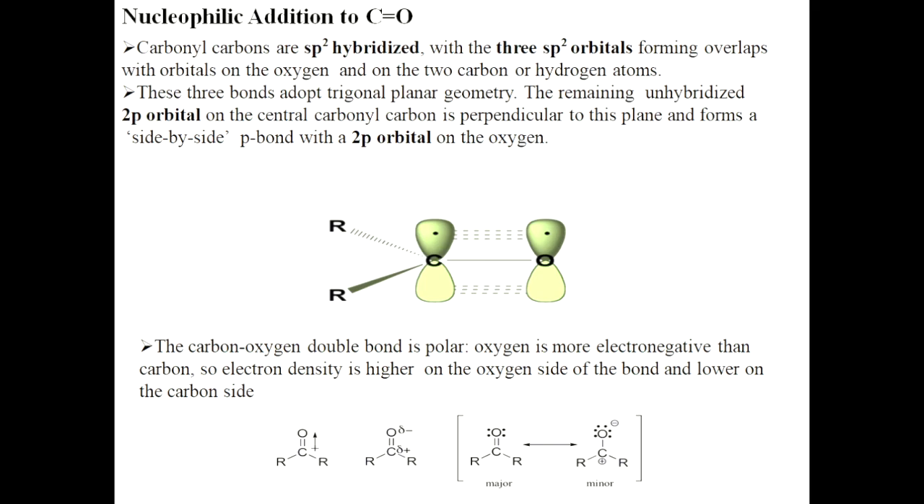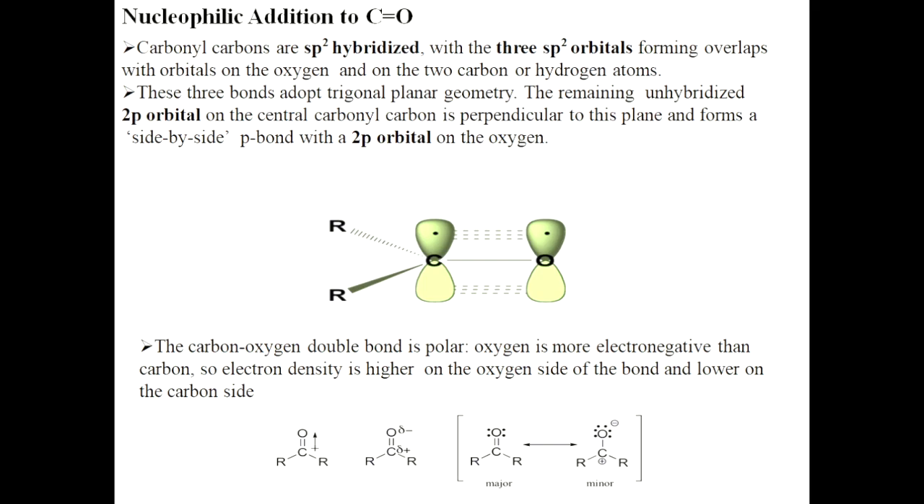oxygen is more electronegative. So electrons will move towards oxygen and it will have a negative charge, and carbon will have a positive charge. So that's why carbon acts as an electrophile. Then the nucleophile will attack, so they will undergo nucleophilic addition reaction. Now today we will see the detailed nucleophilic addition reaction of the carbonyl group, C double bond O.